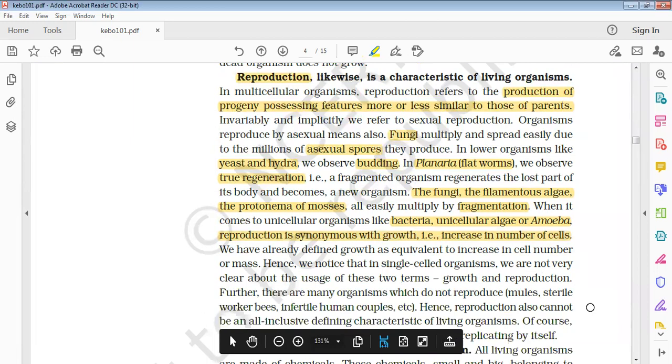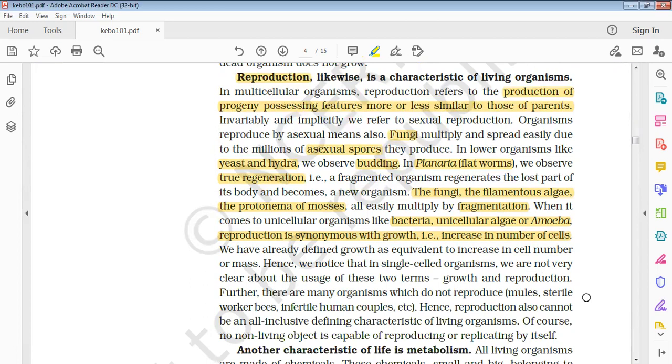So as we have already defined growth as equivalent to increase in cell number or mass, we can correlate this with the case of unicellular organism as well as the multicellular organisms. So we are discussing about reproduction.